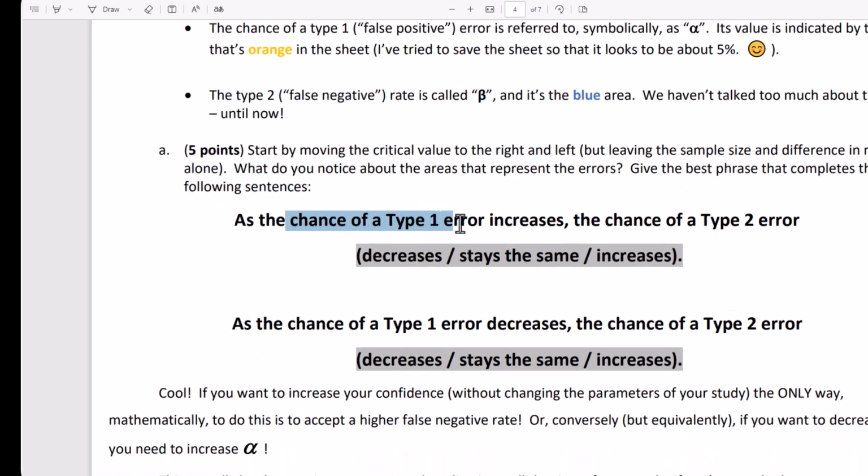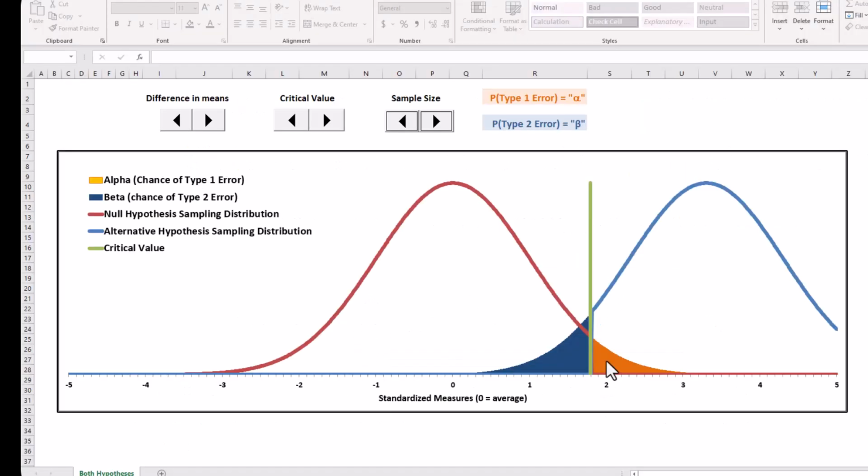So we're going to increase the type 1 error, and then we're going to decrease the type 1 error. First thing we're going to do is increase that type 1 error, which means we're going to make that orange area larger. Well, the way to do that is to move the critical value to the left. So what I want you to do is to tell me what's happening to the type 2 error as the type 1 error is getting larger. Okay, what's happening? That's all I'm going to say, because I want you to do the rest of that.